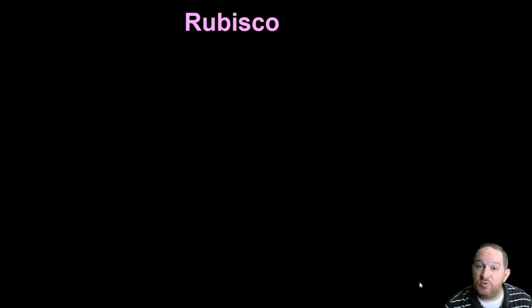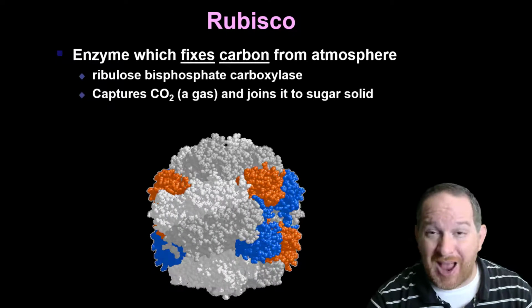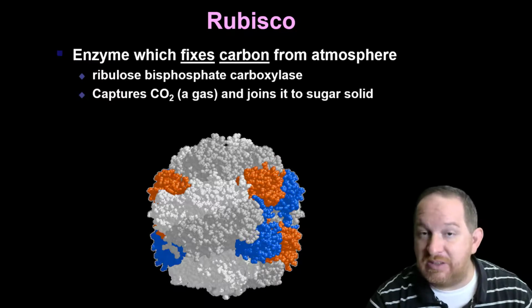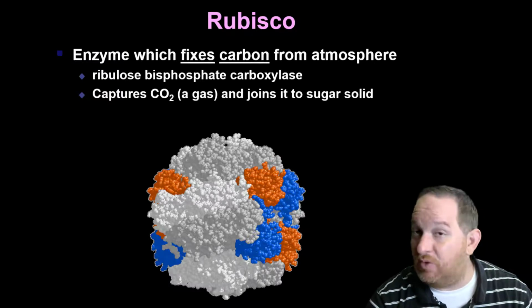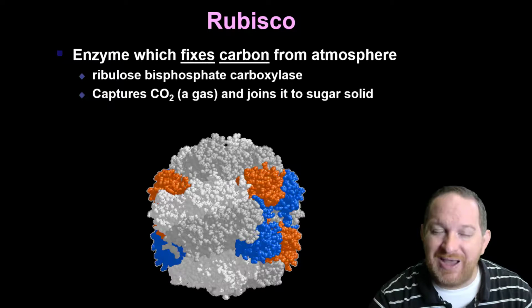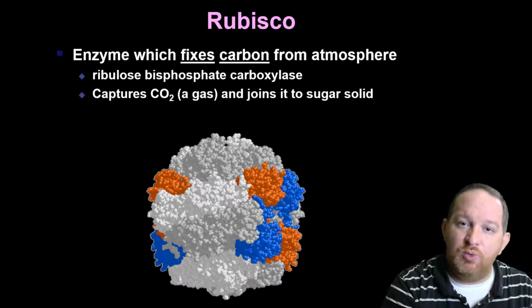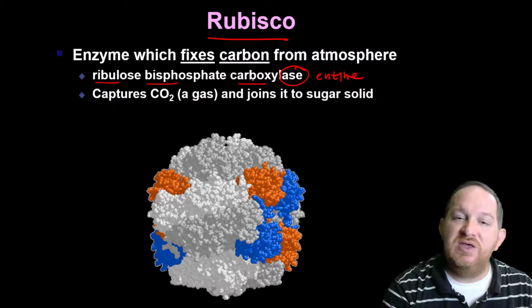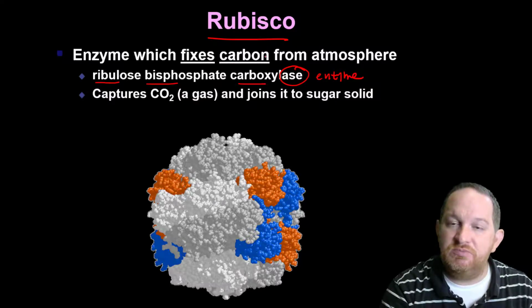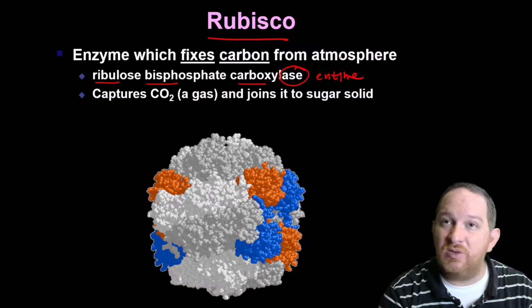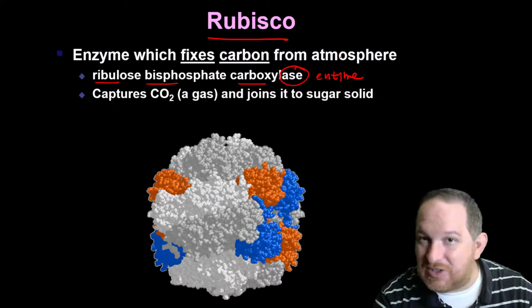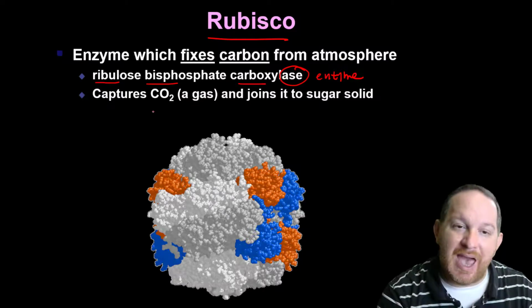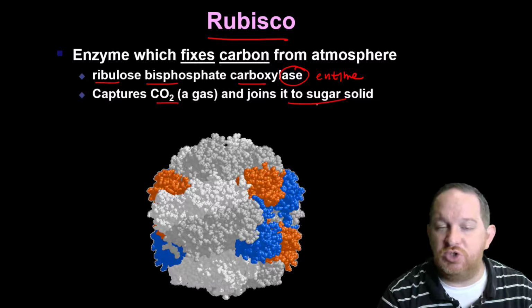Okay, so I mentioned RUBISCO. Perhaps the most important enzyme on our planet, definitely one of the most abundant. Why is this enzyme so important? Well, RUBISCO, which stands for ribulose biphosphate carboxylase. See, it's got the ase, it's an enzyme. This is the enzyme that takes CO2 from the atmosphere. So it literally captures air and essentially turns it into life. Capturing the gas joins it to a sugar solid.